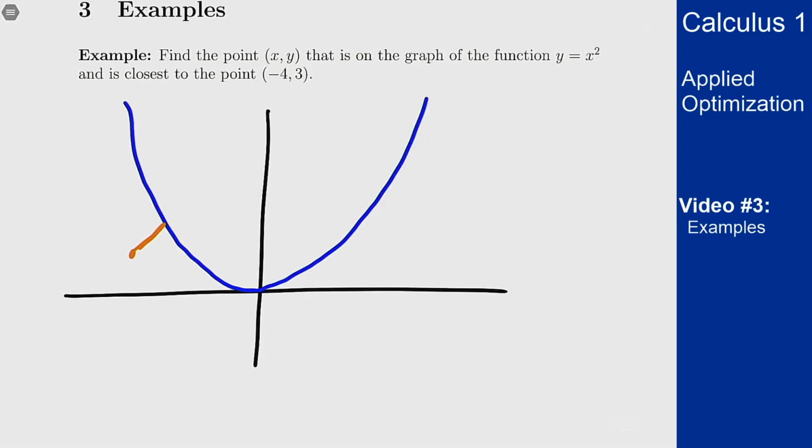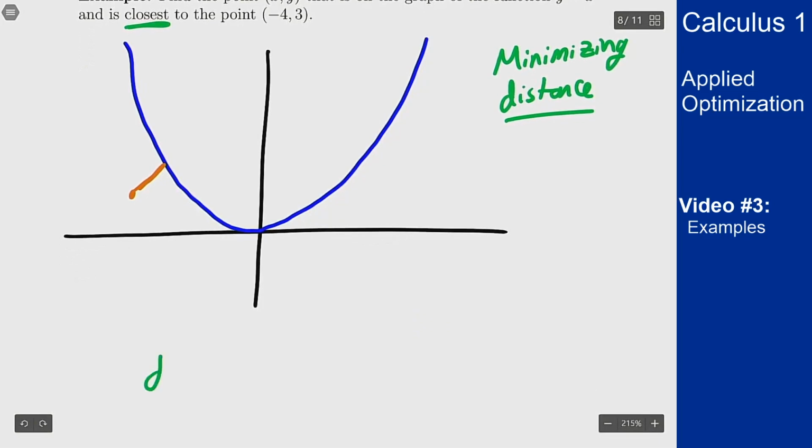So I'm looking for the closest point. Closest tells me I'm minimizing distance. How do we find the distance? Well, that's the distance formula. D is the square root of (x1 minus x2) squared plus (y1 minus y2) squared.